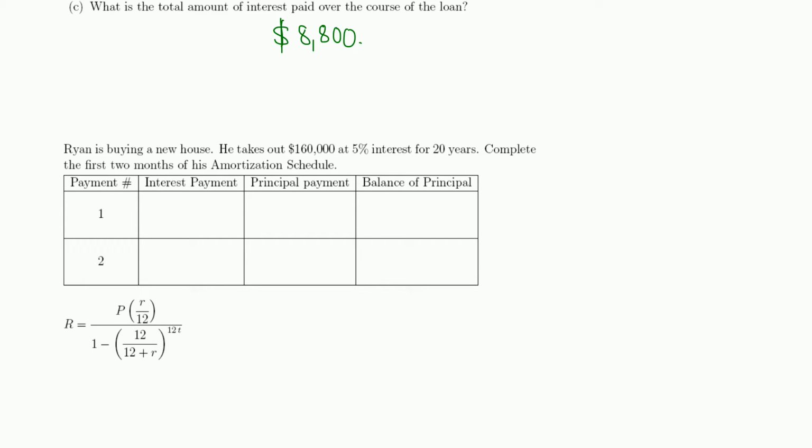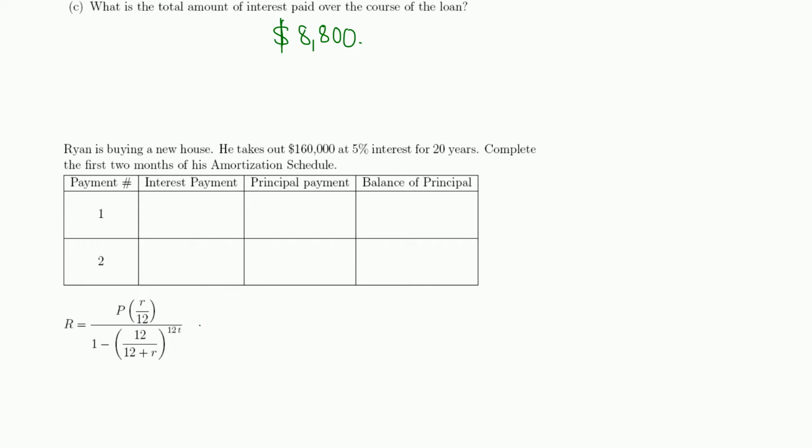Ryan is buying a new house. He takes out 160,000 at 5% interest for 20 years. Complete the first 2 months of his amortization schedule. So this is the formula given. This R is the monthly payment.